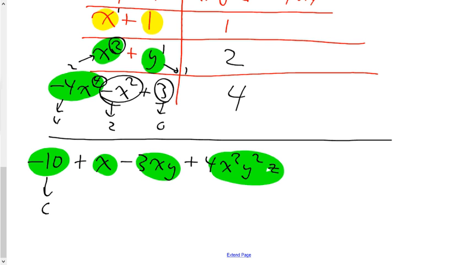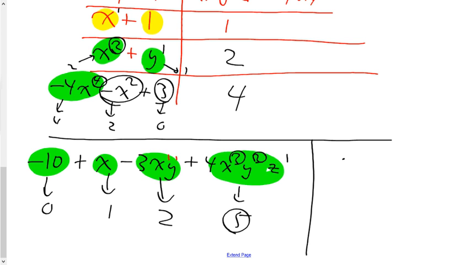This has a degree of 0. This has a degree of 1. This has a degree of what? 2 invisible 1s for exponents, a degree of 2. And this one has a degree of 2 plus another 1, a degree of 5. The degree of this 4-termed polynomial is not 8, but it is the degree of the highest term. So the whole degree of that polynomial will just be the number 5.